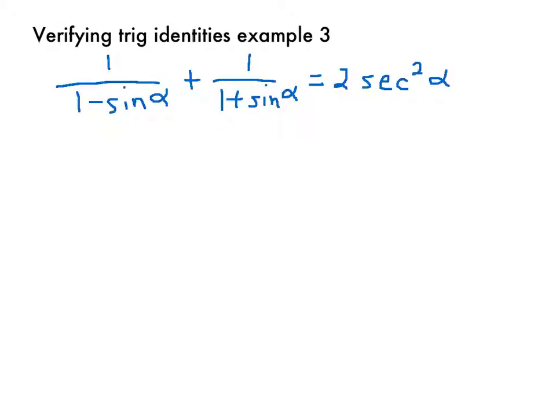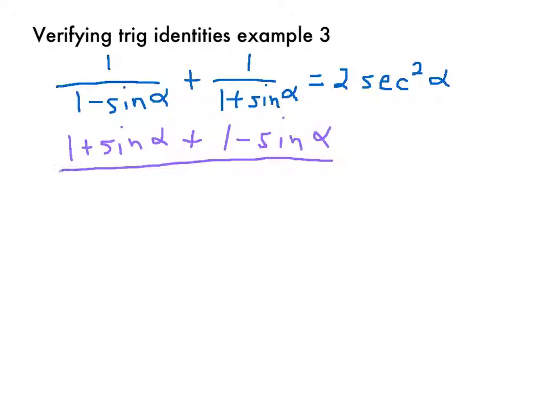Well, I've got two fractions here, and one of the things that I hope you recognize is that the only way I can combine these is if I have a common denominator. Okay, so let's go ahead and try that. We want to create a common denominator here. So on the left hand side, I'm going to have 1 plus sine of alpha. On the right hand side, I'm going to end up with 1 minus sine of alpha. And this is all going to be over a common denominator of 1 minus sine alpha, 1 plus sine of alpha.